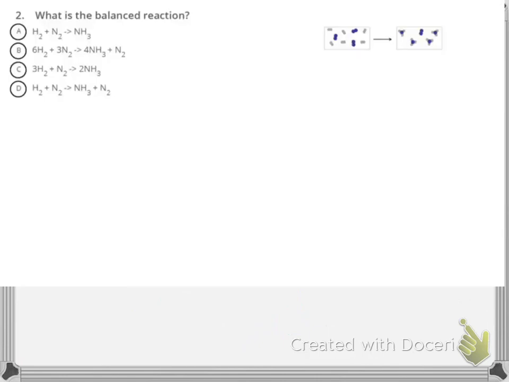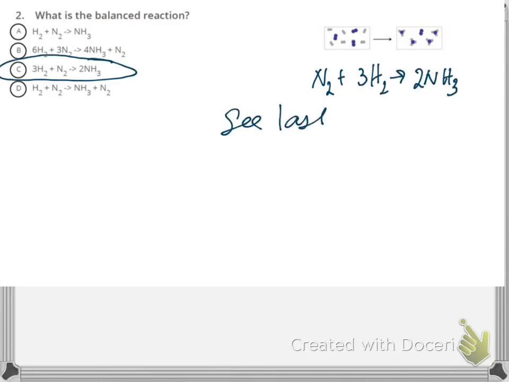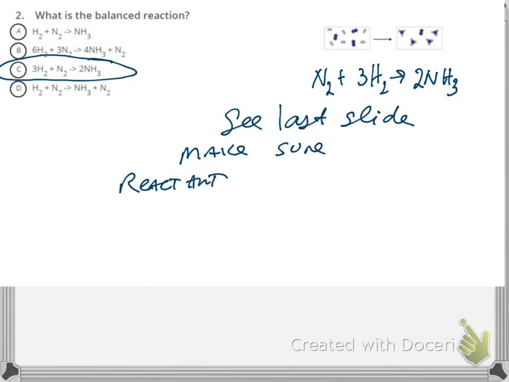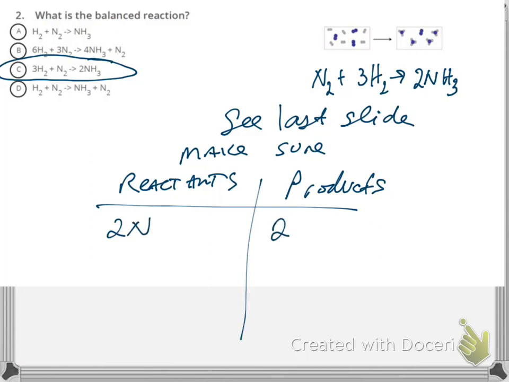Question 2 is about the balanced reaction, which we just did in the last slide. So we account for all the particles, and by subtracting off the excess, we see we have N2 plus 3H2 to make 2NH3. And what we're going to do now is just double check all that. So if we counted up all the nitrogen particles in the reactants, we'd have 2. In the products, we have 2. Check. We have 6 hydrogens in the reactants, 6 hydrogens in the products. So we would consider this to be a valid balanced reaction.